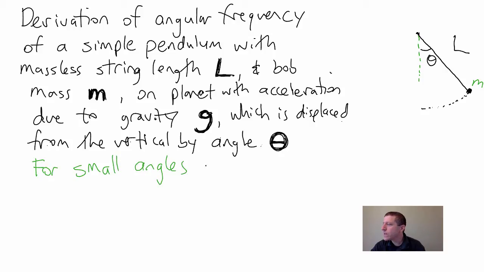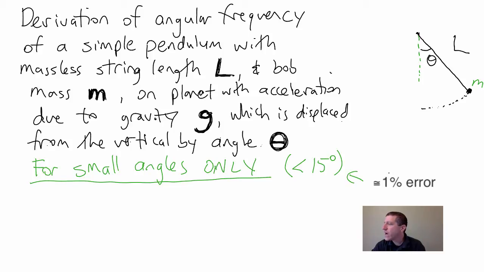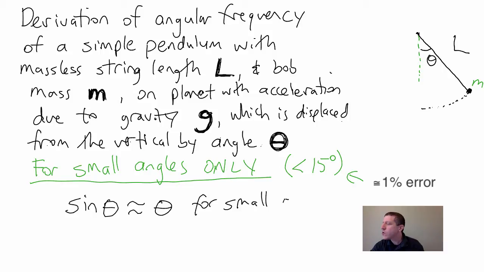So we can only assume this. It actually doesn't work if we go to large angles. So I'm just going to arbitrarily set less than 15 degrees. At 15 degrees, you'll get about 1% error built into your theoretical equation. So we want to go as small as possible, 10 or 5 would be even better. So in other words, what you need to understand for this is that sine theta is approximately equal to theta for small angles. You need to know this approximation.